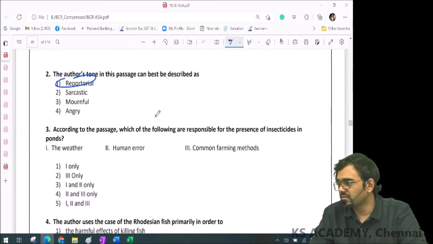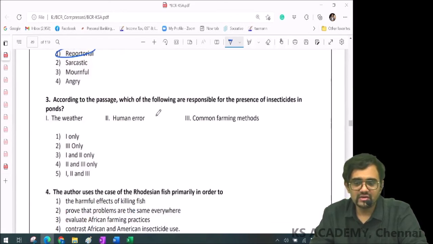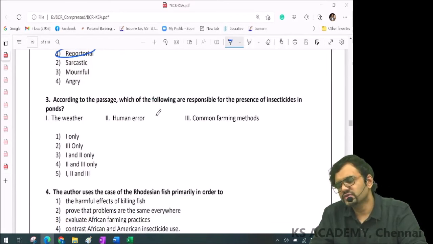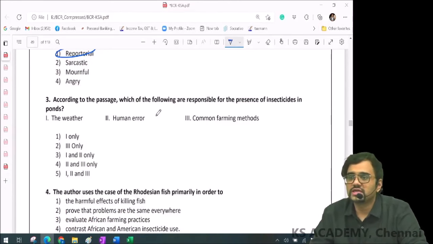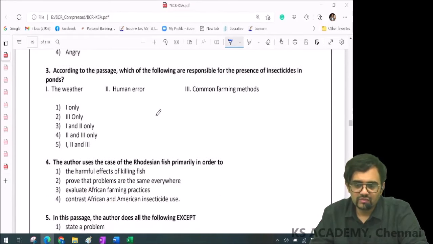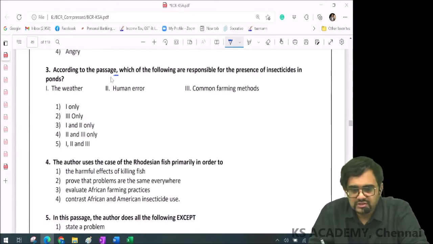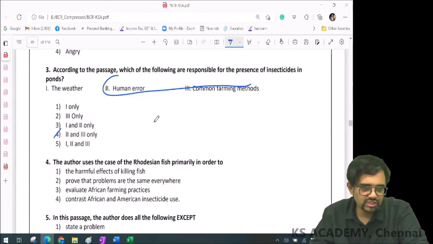And common farming methods. Nowadays, if you want a quick produce, what will you do? You will put a lot of insecticides and pesticides, and eventually the output will become very harmful. So obviously common farming methods also will help, will get absorbed in the soil, and the soil will get deposited, the water will go and deposit it in the ponds again. So obviously the answer is which one, guys? 2 and 3. That is option number 4. Very good. Option number 4.